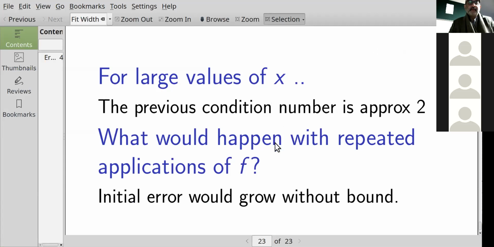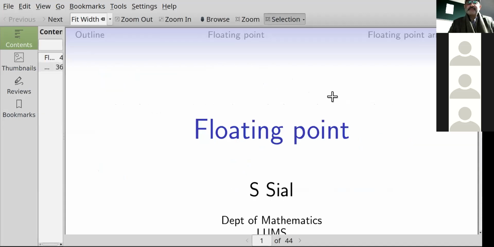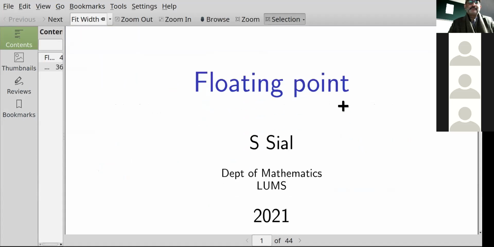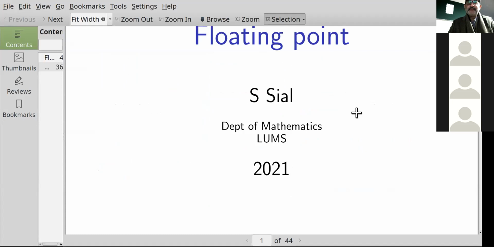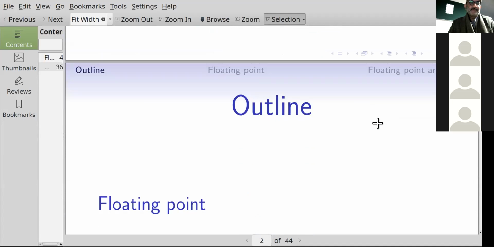Just give me a second to bring that up. Okay, so I hope you're seeing a slide that says floating point.